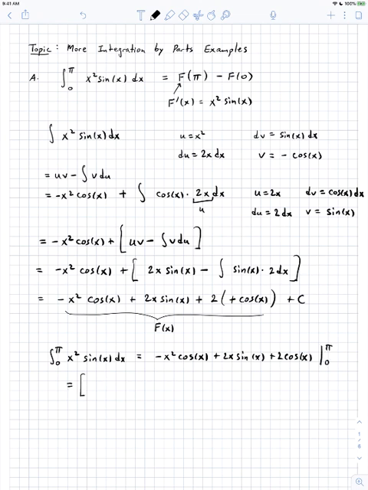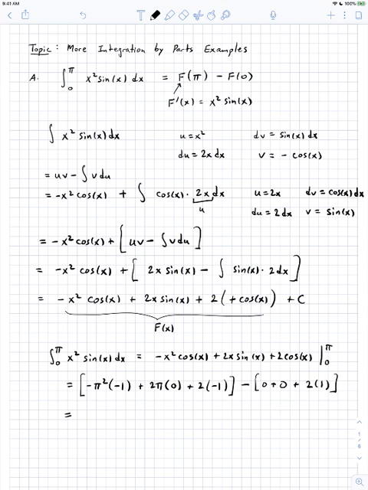So first we have the upper limit. So it's going to be minus pi squared times cosine of pi, which is negative 1, plus 2 times pi times sine of pi, which is 0, plus 2 times cosine of pi, again a negative 1, minus, and now you plug zeros in everywhere. Well, the first one is going to give you 0, because it's 0 squared times cosine of 0, plus 2 times 0 times sine of 0, so that's another 0, plus 2 times, well, cosine of 0 is 1. So you've got to be careful about that. Don't just throw zeros in everywhere.